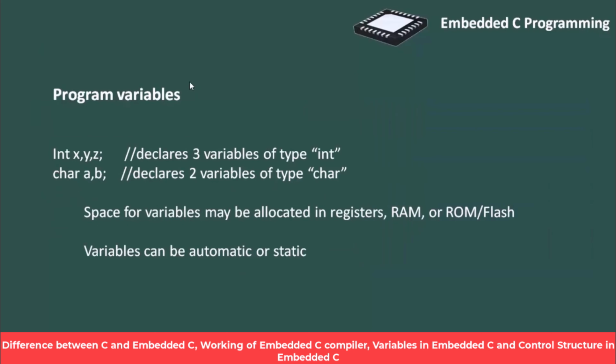Program variables. int x, y, z: using this statement, we are creating three variables x, y, z which are of type int. char a, b: this statement will create two variables a and b which are of type char. Space for variables may be allocated in register, RAM or ROM. If we write int x = 5, that particular variable will get stored in a ROM memory location. There are two types of variables, automatic and static. Normally automatic variables get stored in registers and static variables get stored in RAM.